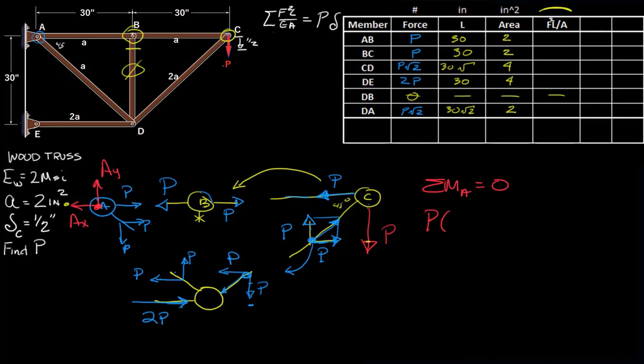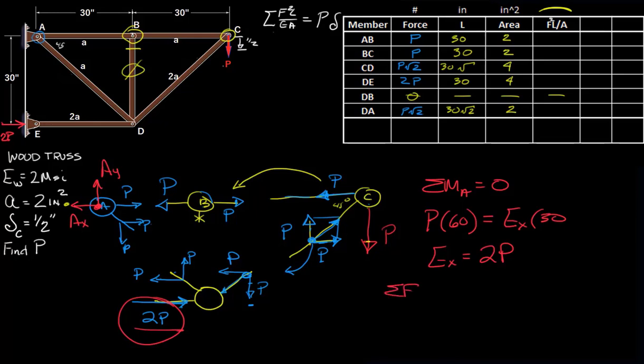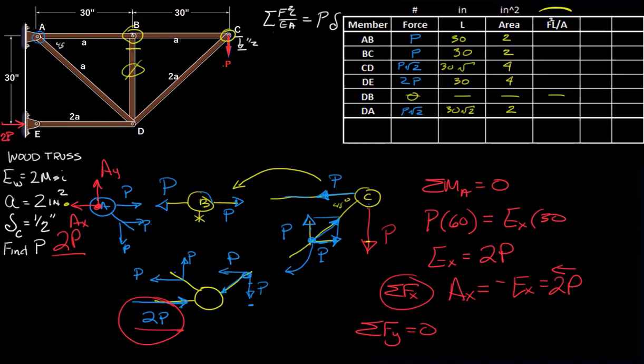We end up with P times 60 will have to equal EX times 30. So EX will be 2P. So we know that we have 2P pushing out here on the wall, which is a good thing because we found 2P on that member as well, so that's a good check. And then summing the forces in the X direction, we have AX has to be equal and opposite to EX, so that'll be 2P in this direction. So AX is 2P here. And then summing the forces vertically, we find that P, the only downward acting force, has to equal AY. So AY is P.